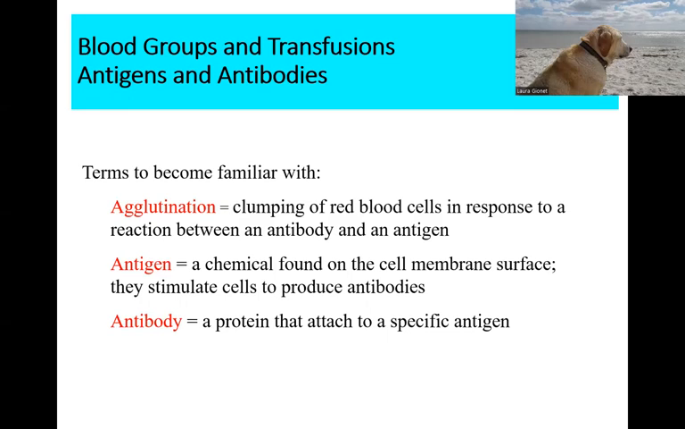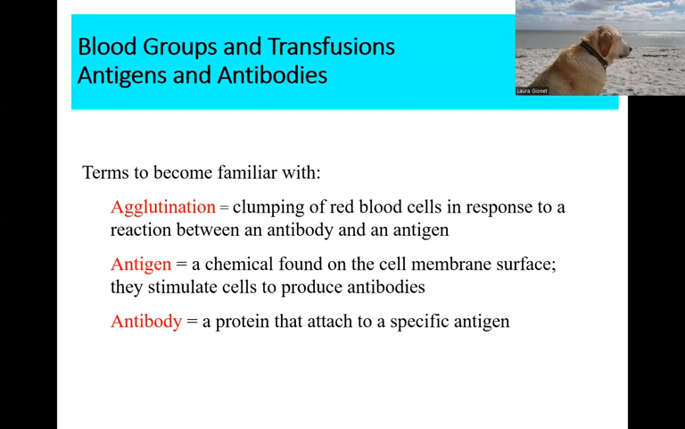So the antigen, we'll come back to that. An antigen is a chemical found on the cell surface. They stimulate cells to produce antibodies. And an antibody is a protein that can attach to a specific antigen.